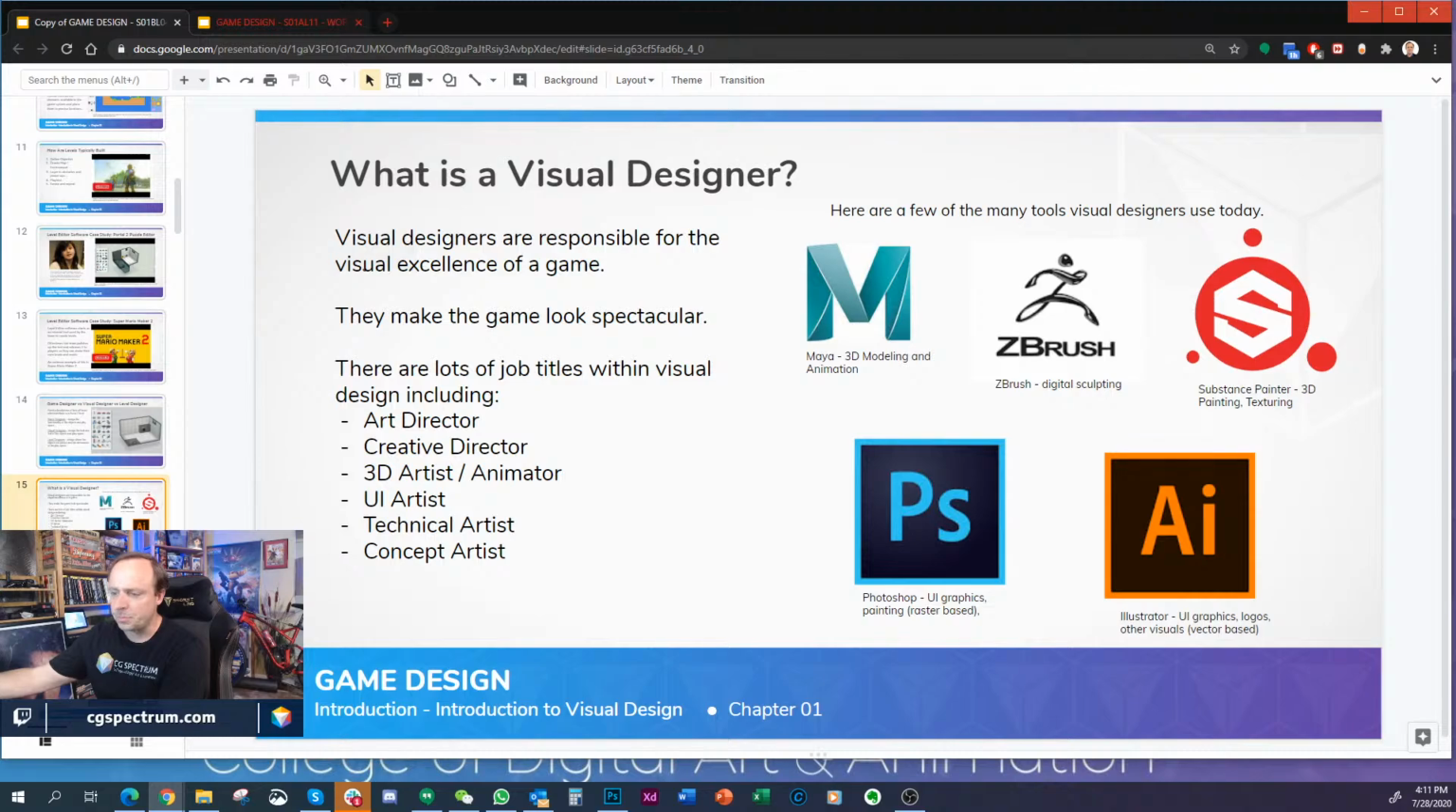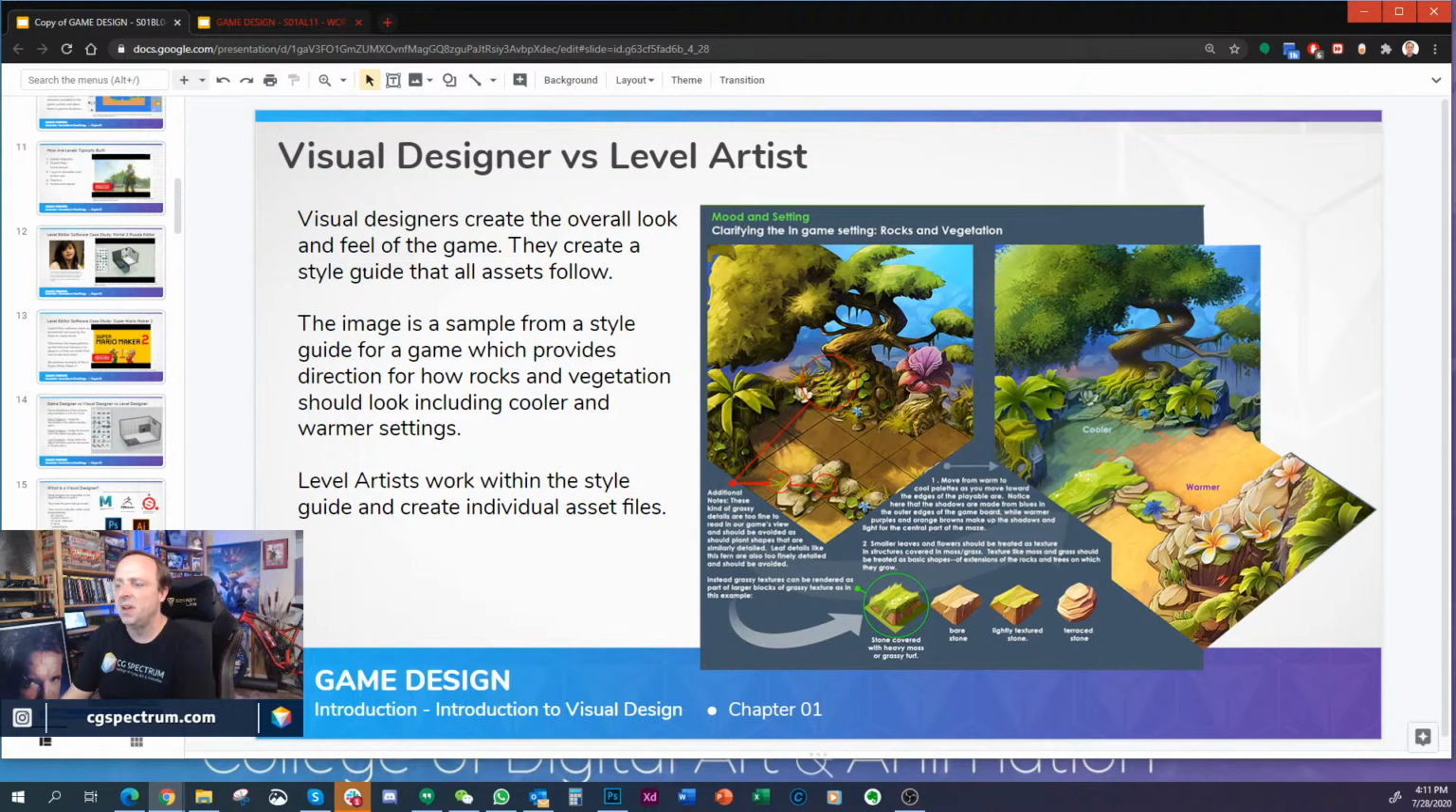And so the visual designer is really the person who's working on the artistic side of things. That's one of these job roles that's happening. What I started talking about earlier is this idea of what a visual designer does versus a level artist, right? A visual designer may be coming up with that initial thing. For example, a visual designer might create a building. A visual designer might create a tree.